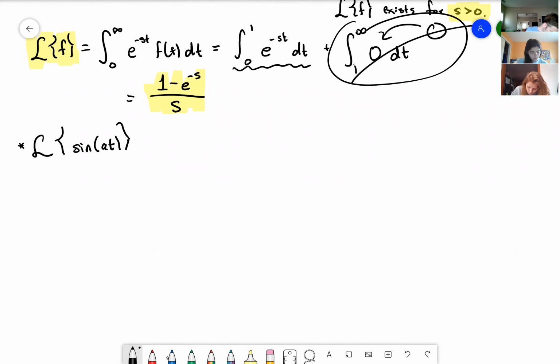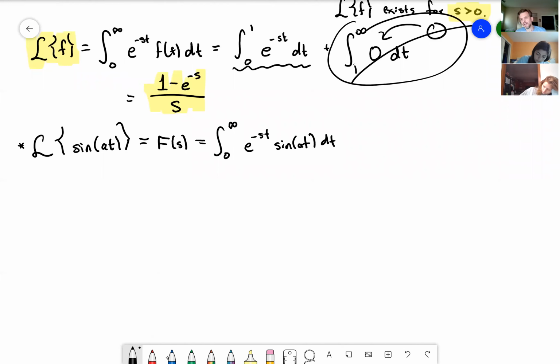Okay, what about the Laplace transform of a sine function? If we're going to give this a name, it's going to be F of s, and you'll see why soon. This is the integral from 0 to infinity of e to the minus st sine of at dt. You might remember this example from way back when, but we'll go through it again. It was just a fun exercise at the time, but now it has a practical importance.